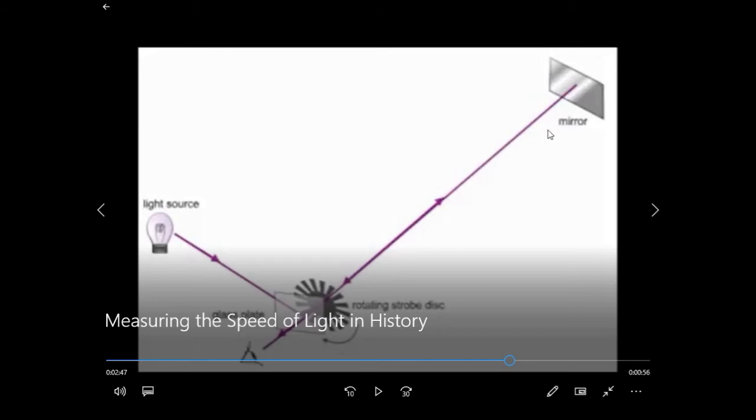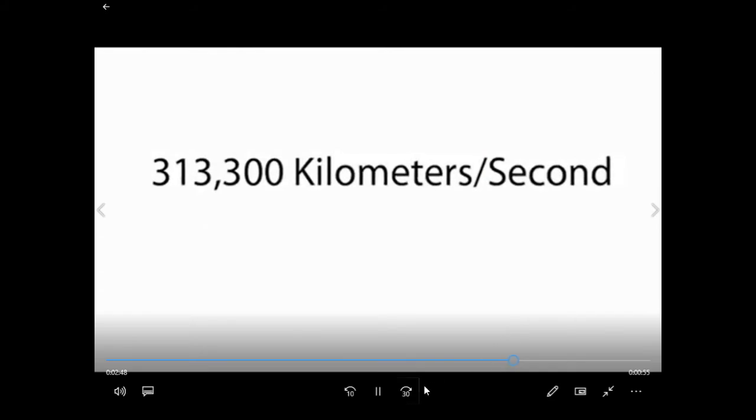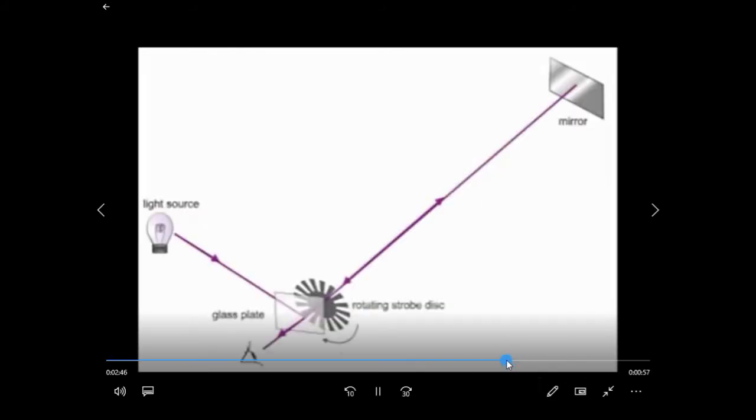But if you set this mirror too far or too close, or you change the rotational speed too much, what ends up happening is the light will go through one of the teeth, it'll go all the way here, and when it comes back again, it's too late because this thing has rotated just enough to block the light again. Right? And so by playing around with this, he was able to figure out the speed of light. Why don't I show you that one more time again?